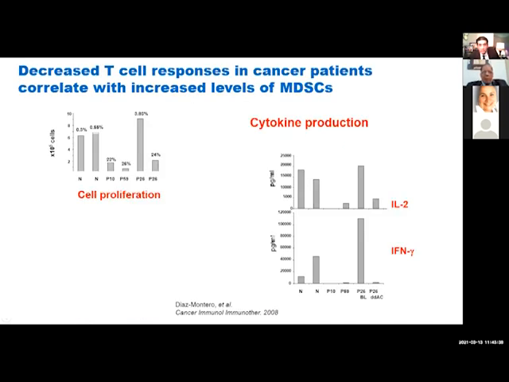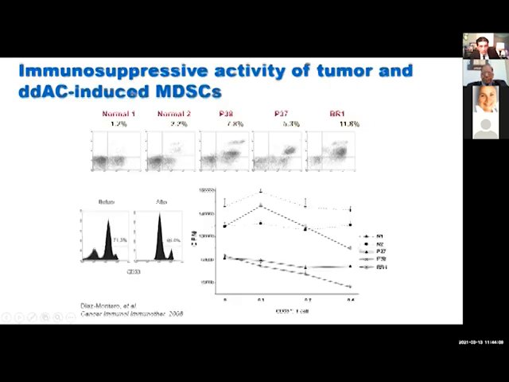Then we looked at the function of these cells. We looked at cell proliferation and cytokine production, mainly IL-2 and interferon gamma, and correlated these three functions with the number of cells in blood. When we have a high number of cells, like 22%, 26%, 24%, the cell proliferation decreased very much as compared to patients with a low number. It is the same thing with IL-2 and interferon gamma.